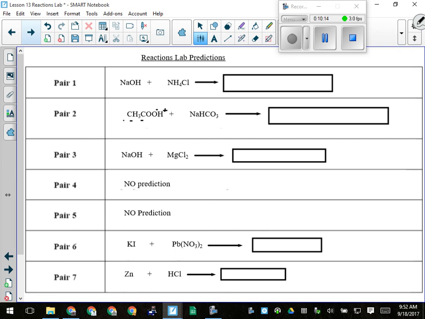So what does RXN type mean? Reaction type. RXN is shorthand for reaction. Questions on that part there?